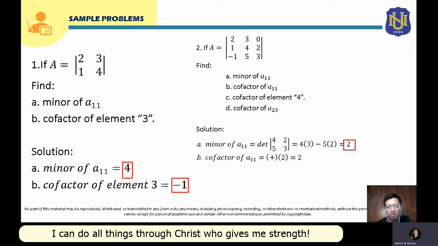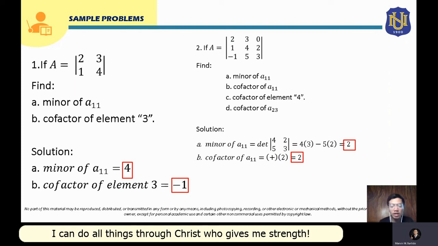So this will now be the minor of A11. Now for the second one, this is the cofactor of A11. We have already solved the minor of A11, so that is the same element that we are solving here. Since we have already solved for the minor of A11, we just need to multiply it by its sign convention, or negative 1 raised to m plus n, to solve for the cofactor. For a 3 by 3 matrix, the sign convention of A11 is positive. So this will be positive 2.